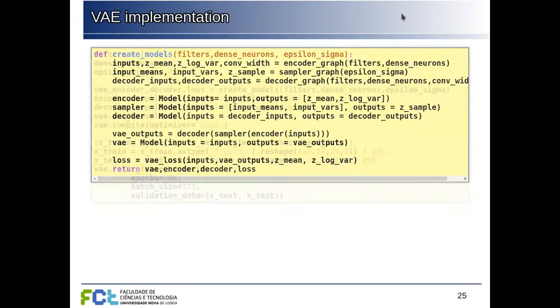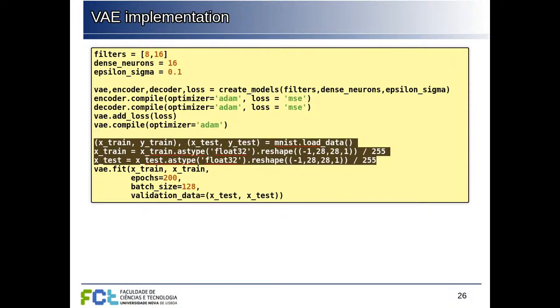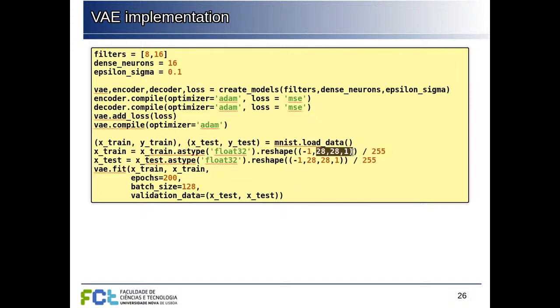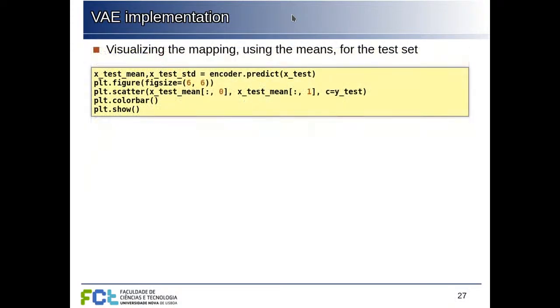So bringing this together, creating this, now training the autoencoder. This is just loading the MNIST data, reshaping it to the shape we are expecting, and dividing by 255 so that all the images are between 0 and 1. And now we train everything, and we can visualize the map.